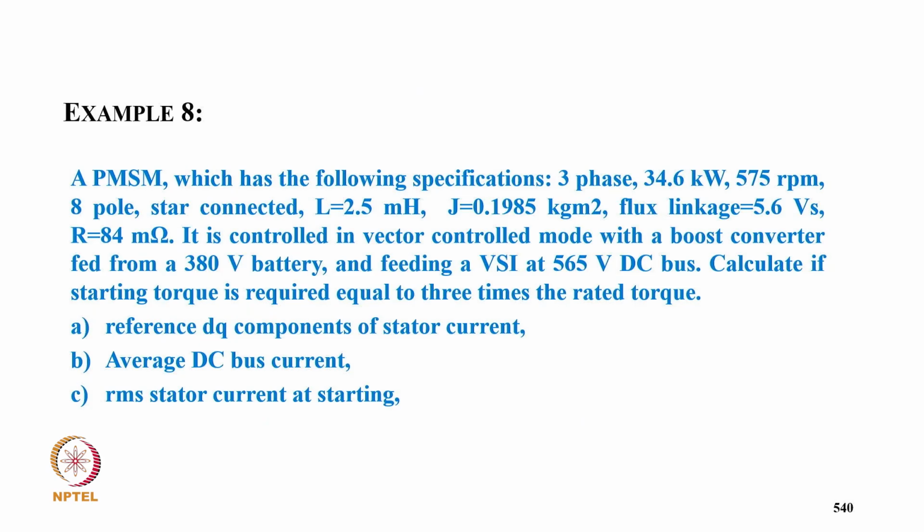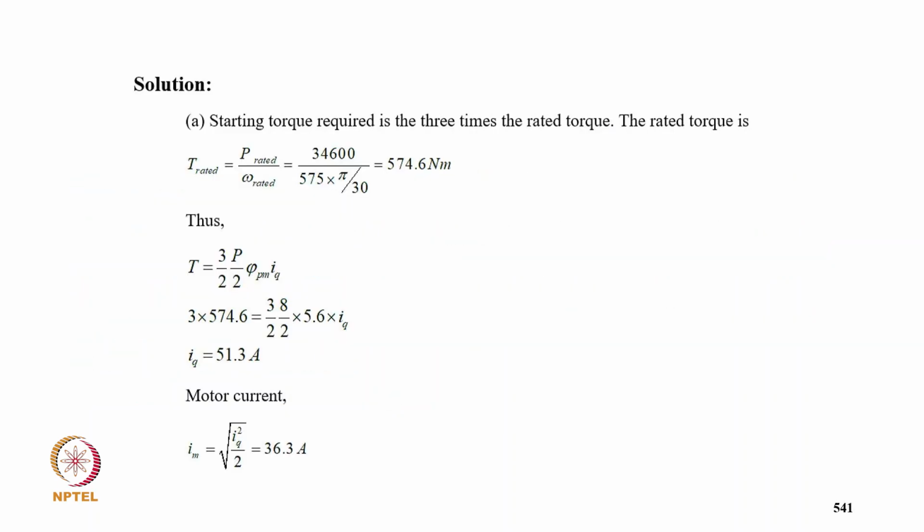Coming to example 8, a PMSM which has the following specification: 3-phase, 34.6 kilowatt, 575 RPM, 8-pole, star connected, L equal to 2.5 millihenry, J equal to 0.1985 kg meter square, flux linkage 5.6 volt second, R equal to 84 milliohm. It is controlled in vector control mode with the boost converter fed from the 380 volt battery and feeding a VSI at 565 volt. Calculate the starting voltage. The starting torque required is equal to 3 times the rated torque. Find the reference DQ component stator currents, average DC bus current, and RMS current at starting.